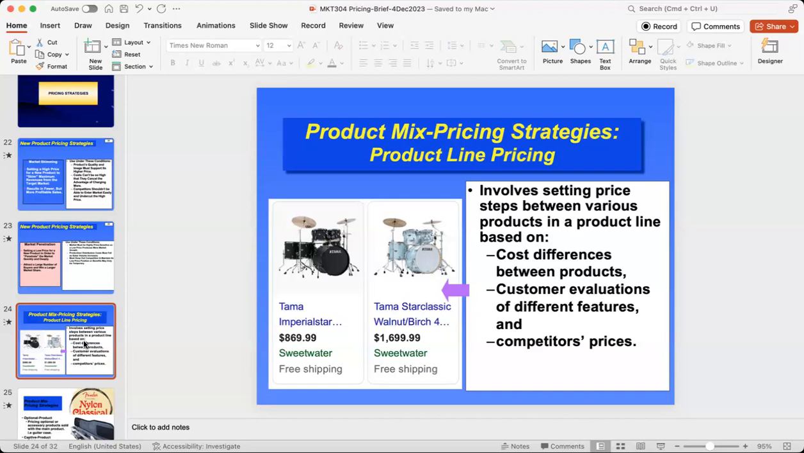So the product line pricing allows you to sell a product that is really attractive in price, but it has the bare bone minimum, versus another product that has more functions, more features, and it keeps on going. And eventually you make money by having this wide selection of products within the depth.